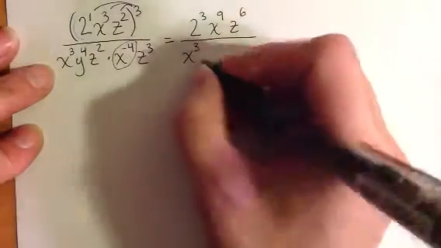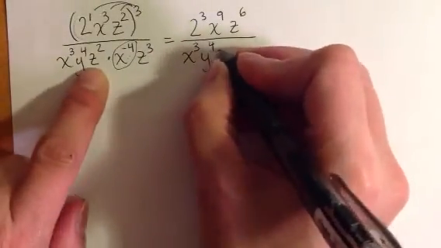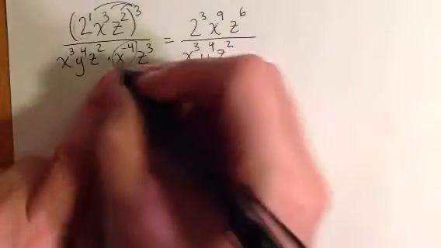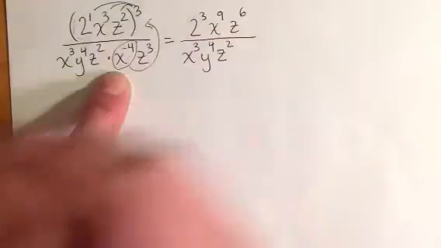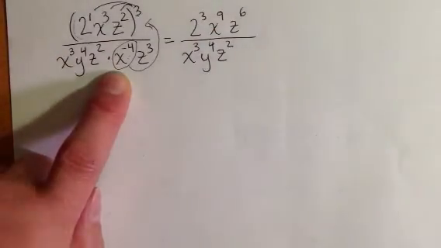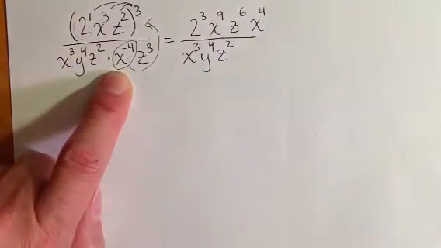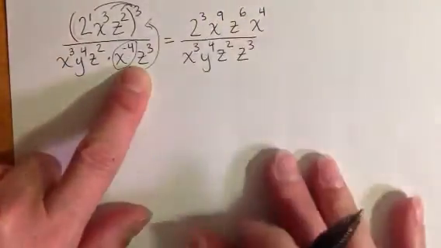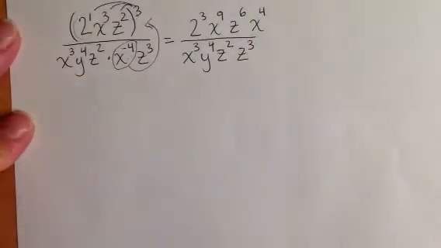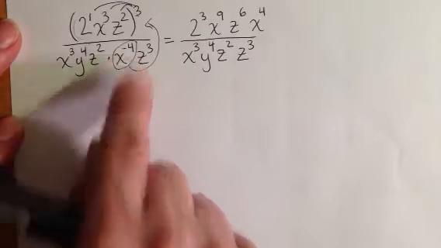So anything that has a positive exponent will stay where it is. X to the 3rd power. Y to the 4th power stays where it is. Z squared stays where it is. This negative exponent means that this x is going to move to the numerator. So it's going to become x to the positive 4th power. And then I have z cubed. Okay, so I've actually taken care of both steps 1 and 2. I got rid of my parentheses and I dealt with the only negative exponent.